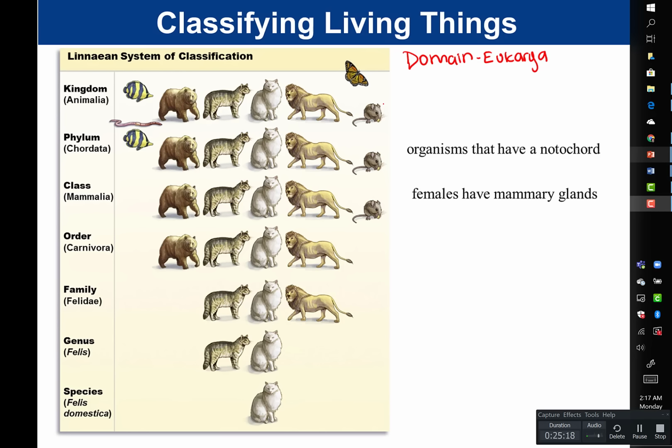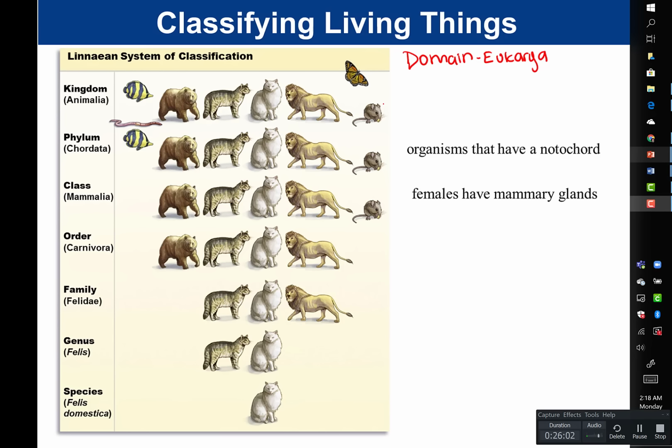We get more specific. We get our class. Class in this case is going to be Mammalia, mammals. These are organisms where the females have mammary glands to feed their young, essentially meaning they can breastfeed their young. They also have hair. So the fish is now out. It's not a mammal, but we do have our bear, we have our cat, we still have our lion and our mouse. So notice that as we go down this classification scheme, we become more and more specific. Then we get to the order. In this case, the order is Carnivora, carnivores. Now the mouse is out.